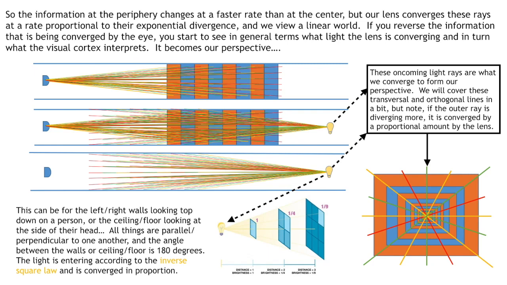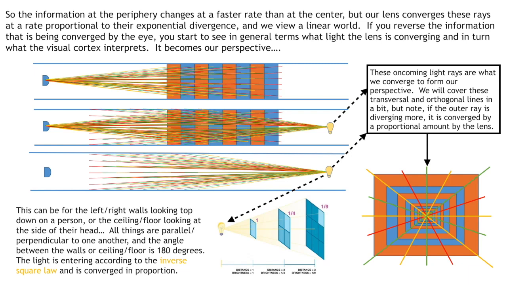So keep in mind, we see a linear world, and the linear world exists as it is. It is linear. It is not an exponential. So again, you can be looking side-on view here with these diagrams, with this being your lens of the eye within the head of a person, or you could be looking top-down as if you are looking down on the top of their head, and these are the left and right walls instead of the ceiling and the floor. Either way, all things are parallel and perpendicular to one another within the actual real world.